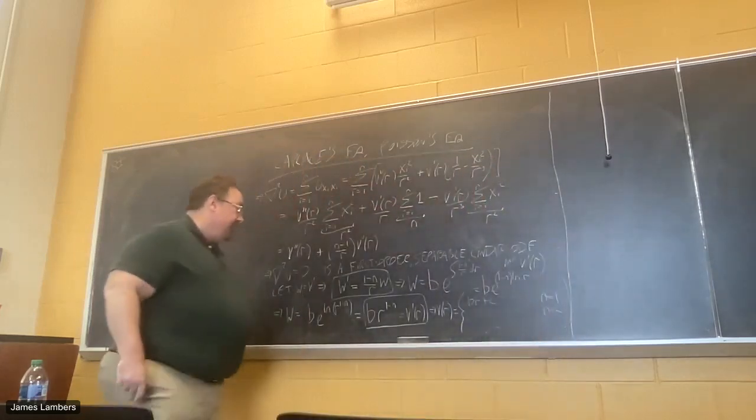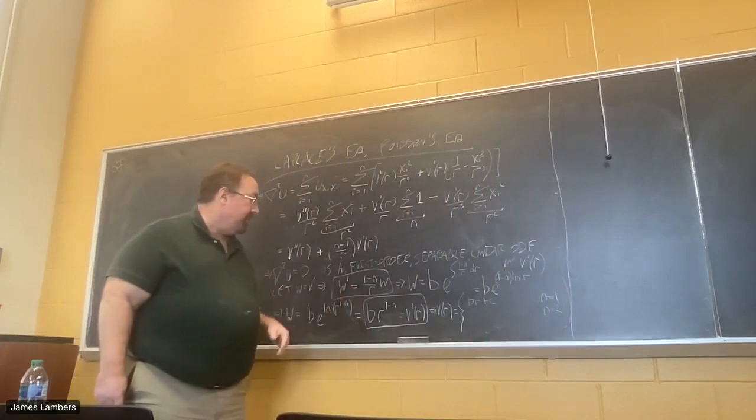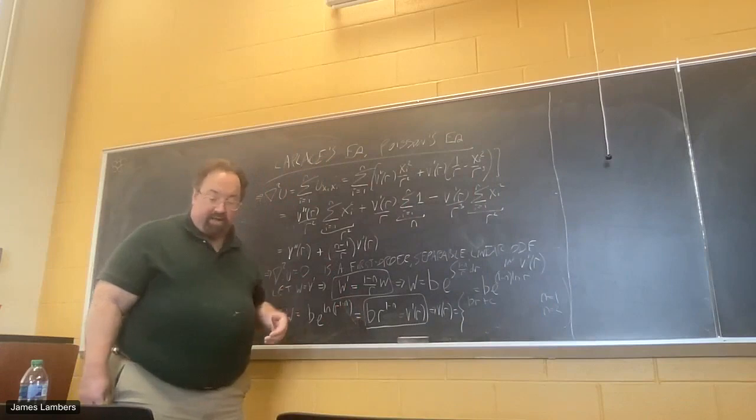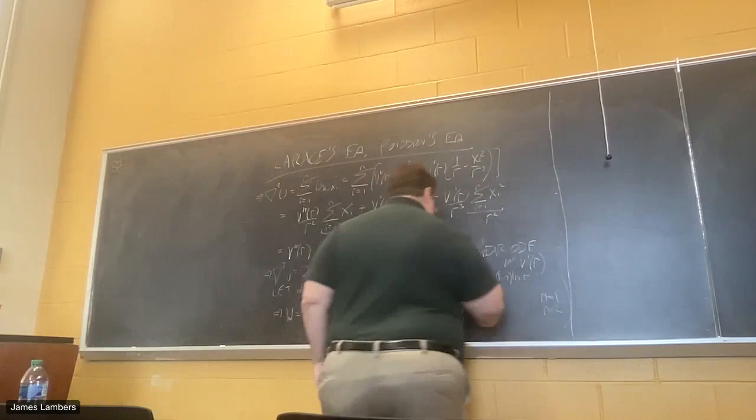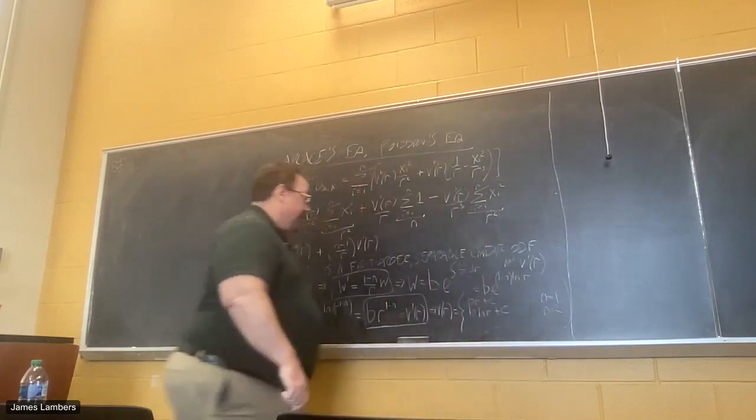For n equals 2, I have b over r, this is b to the 1 minus r to the 1 minus 2, so r to the minus 1. So integrate that, and you get natural log. I have b natural log of r plus some constant of integration.